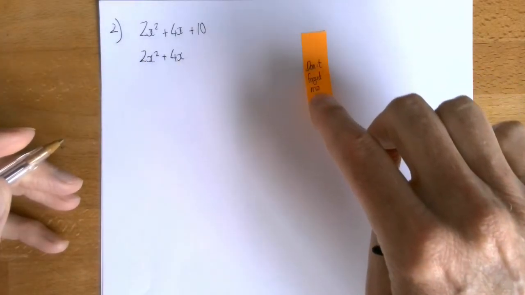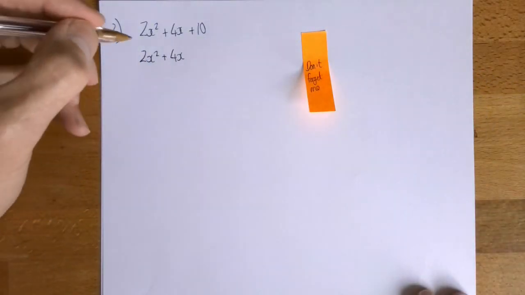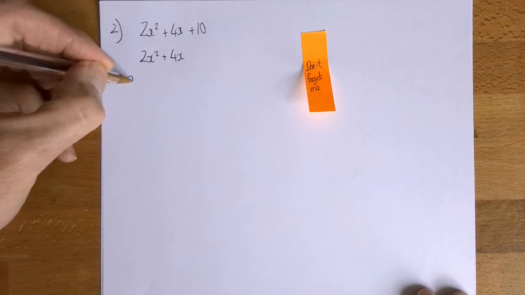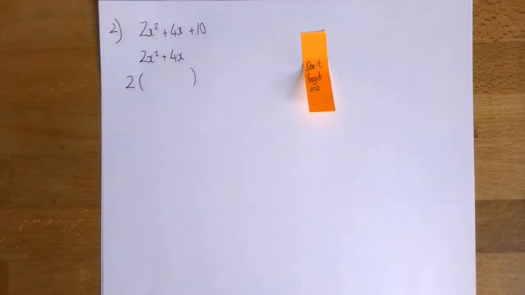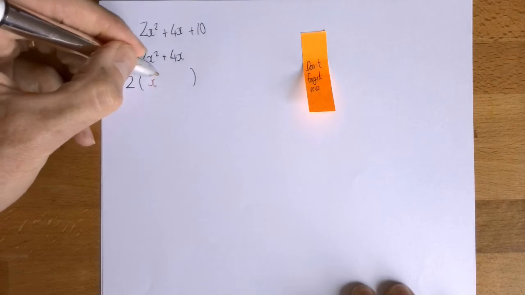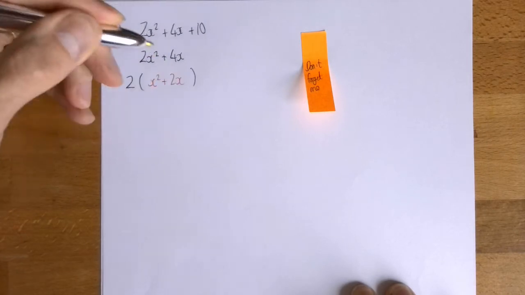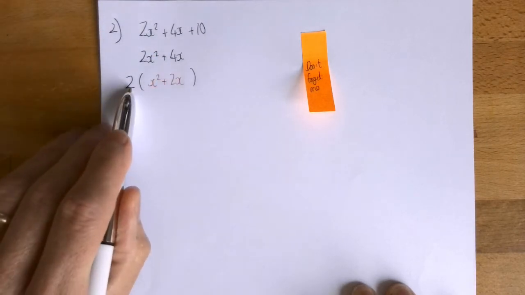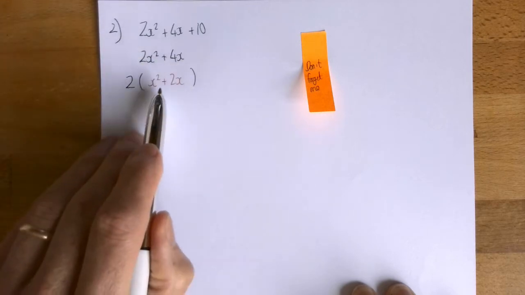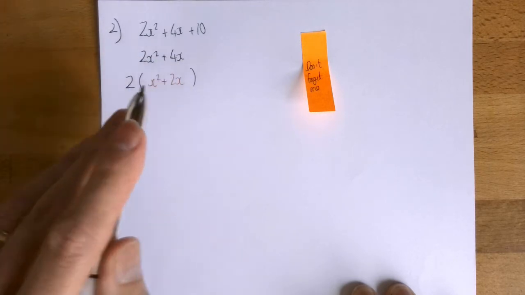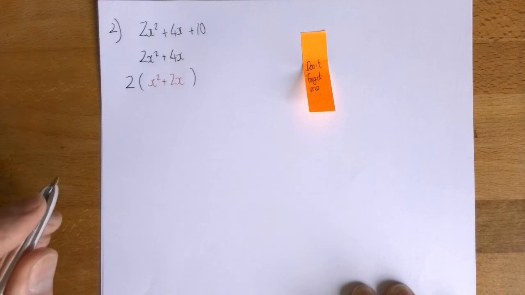The plus 10 is still there, it's going to stick with us, but I'm going to write this as 2 lots of x squared plus 2x. Now, do you see why I've done that? If you multiply this out, you get this. And now I've got something in here that I can complete the square for.